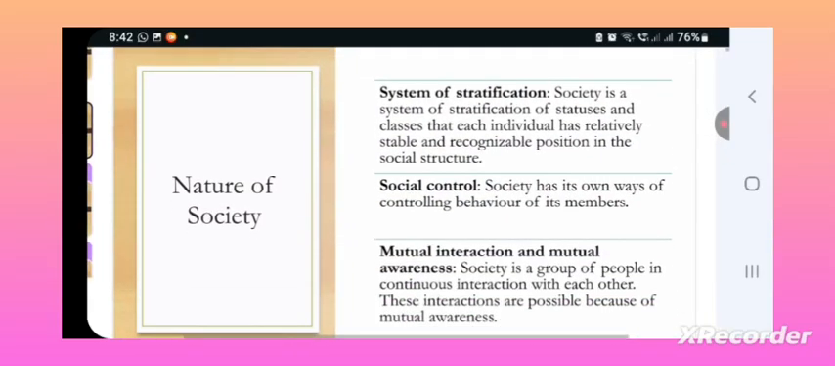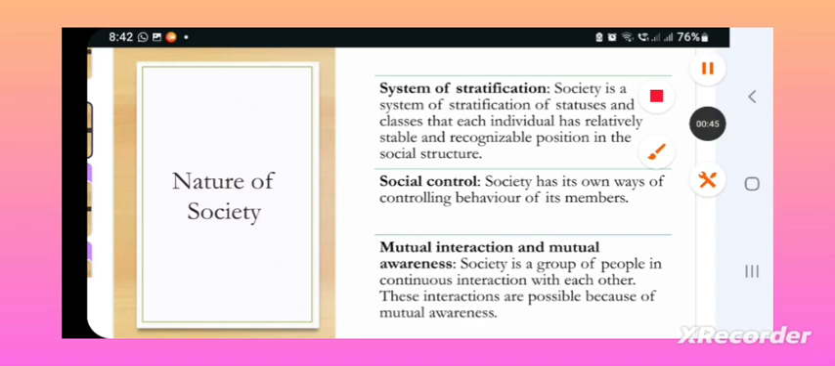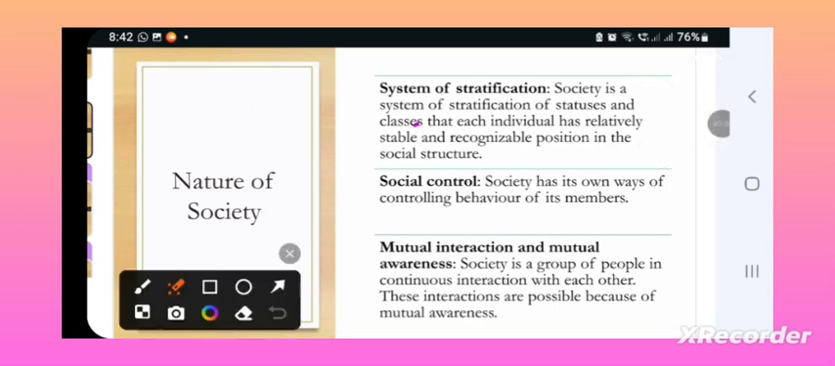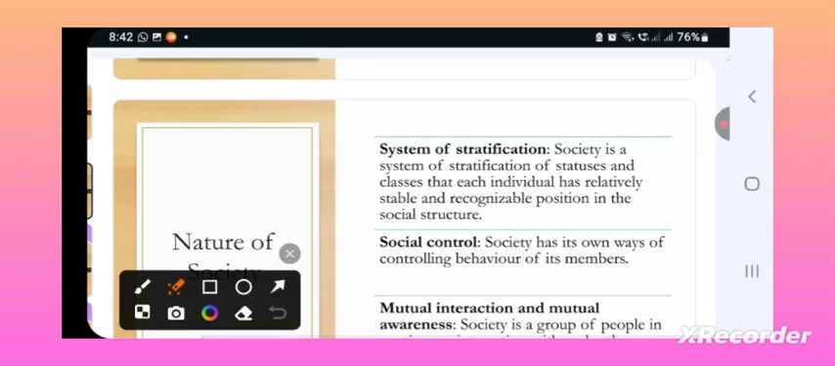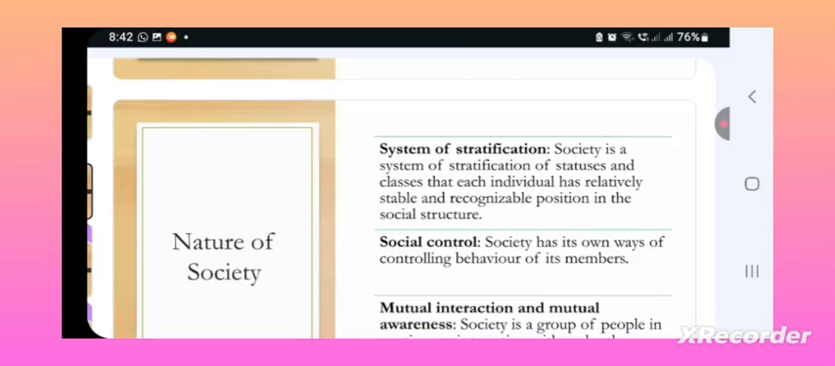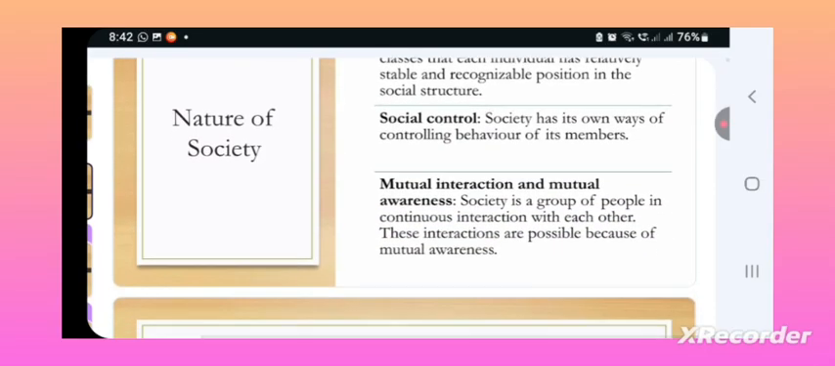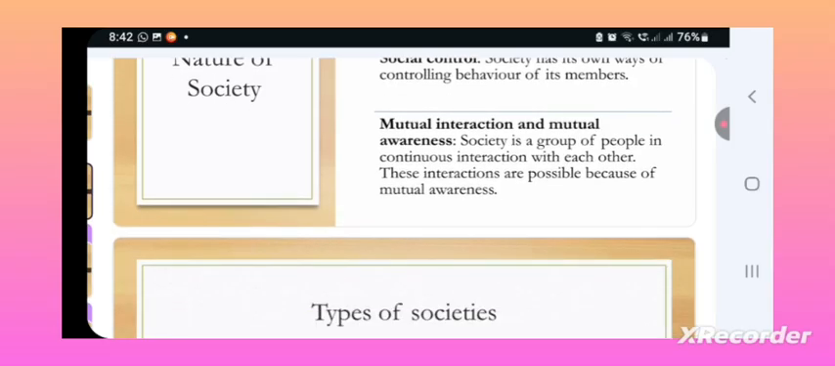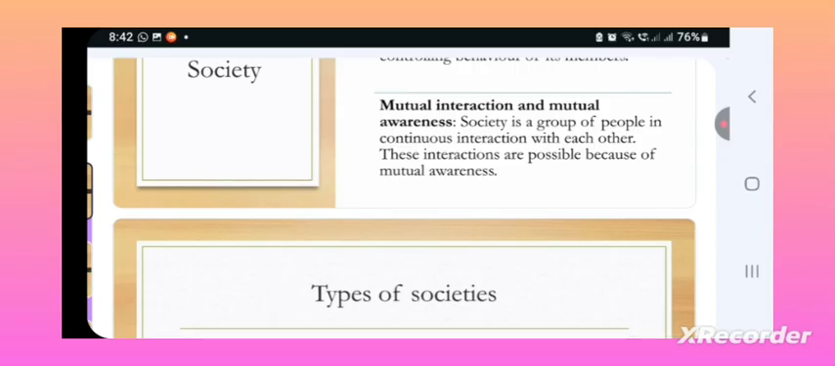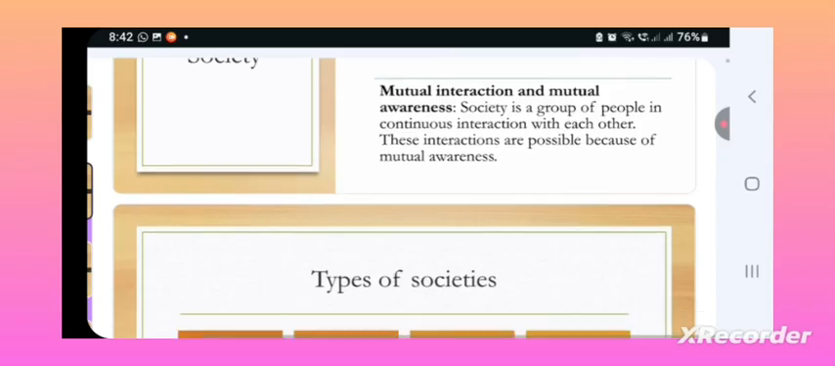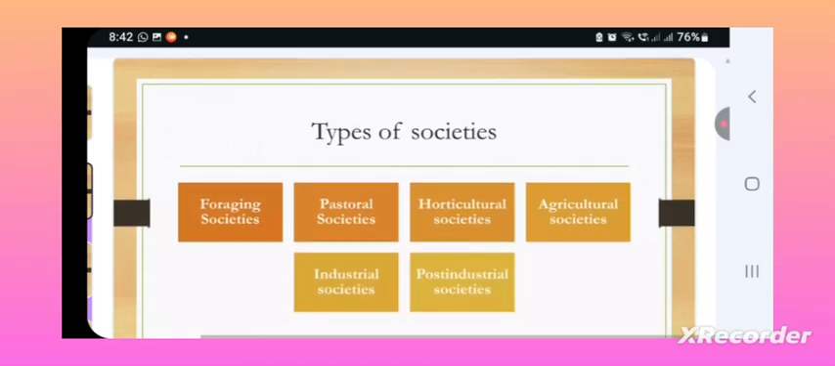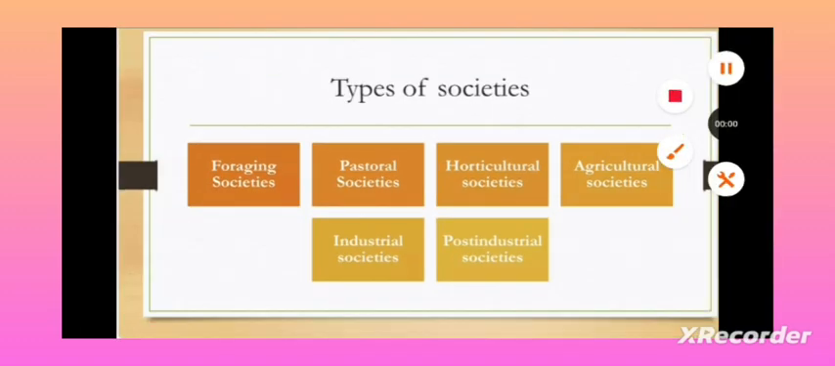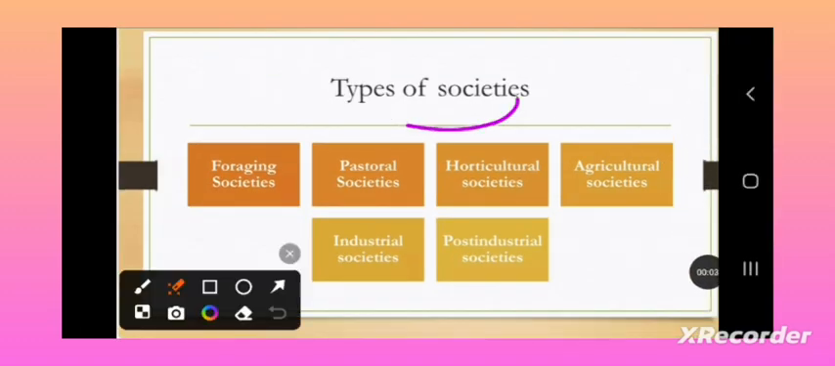Next, nature of society: system of stratification. Society is a system of stratification of statuses and classes, where each individual has a relatively stable and recognized position in the social structure. Social control: society has its own controlling behavior of its members, mutual interaction and mutual awareness. Society is a group of people in continuous interaction with each other. Next, types of societies.